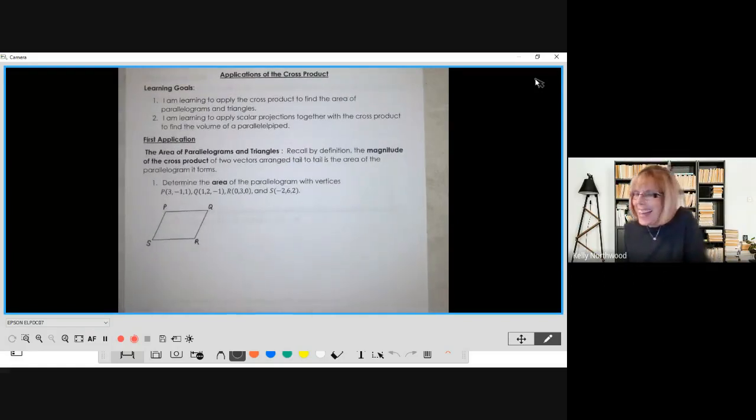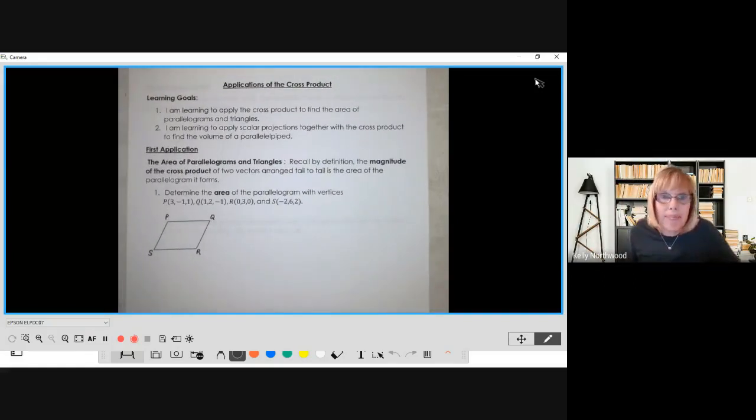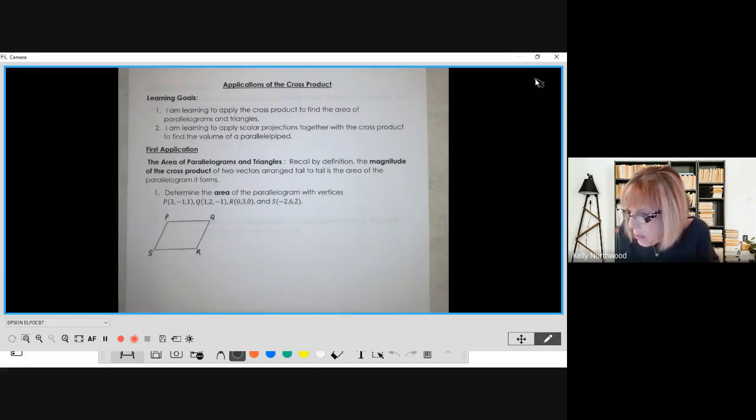Okay, good. Applications of the cross product. So I think this is pretty straightforward. I think you'll find it pretty straightforward. So we're learning to apply the cross product to find the area of parallelograms and triangles. That's pretty easy. And apply scalar projection, together with the cross product, to find the volume of a parallelepiped, which is cool.